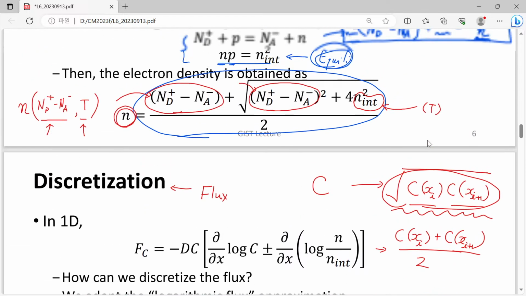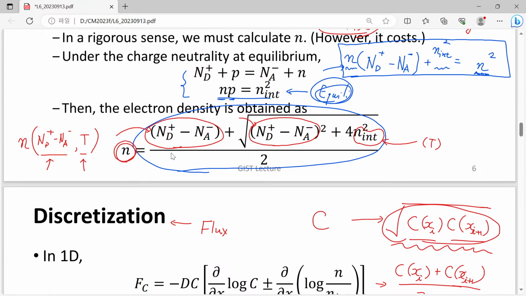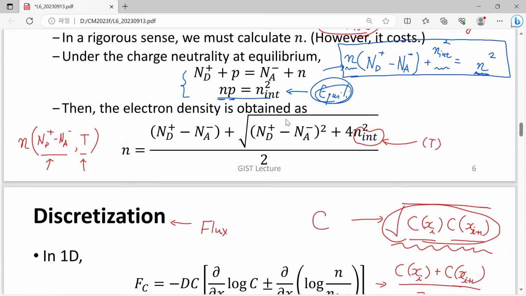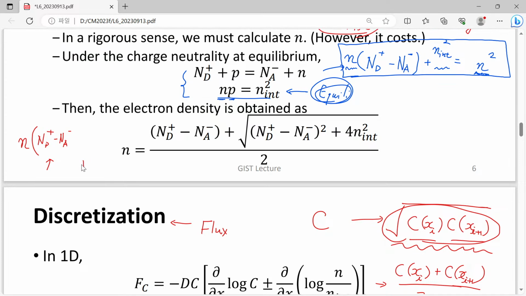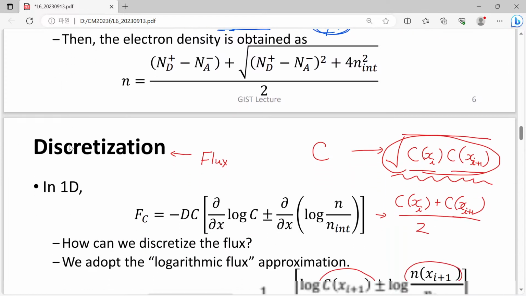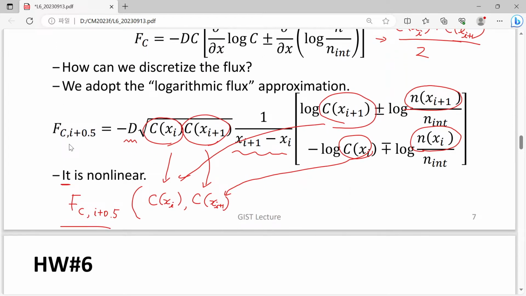How can you do that? Here we have the expression for our N. So doping density determines electron density. Well, that is not that straightforward, but eventually we can calculate the electron density when all dopant concentrations are available. So in principle, we can evaluate this flux once we know the dopant concentration everywhere.